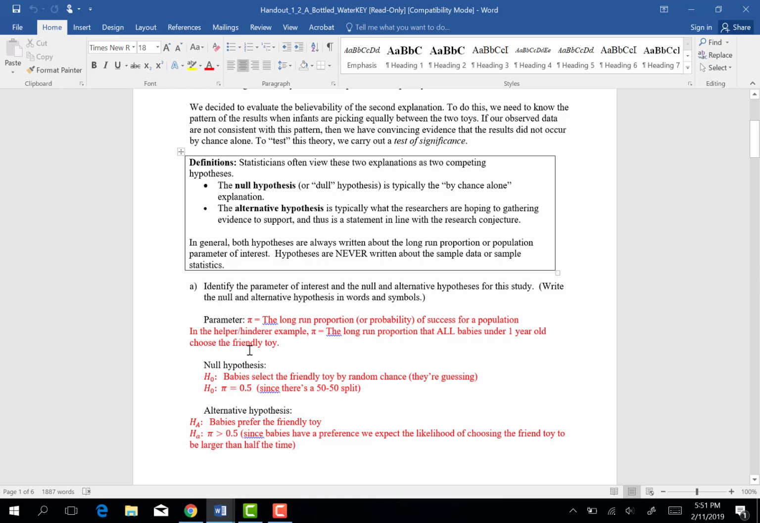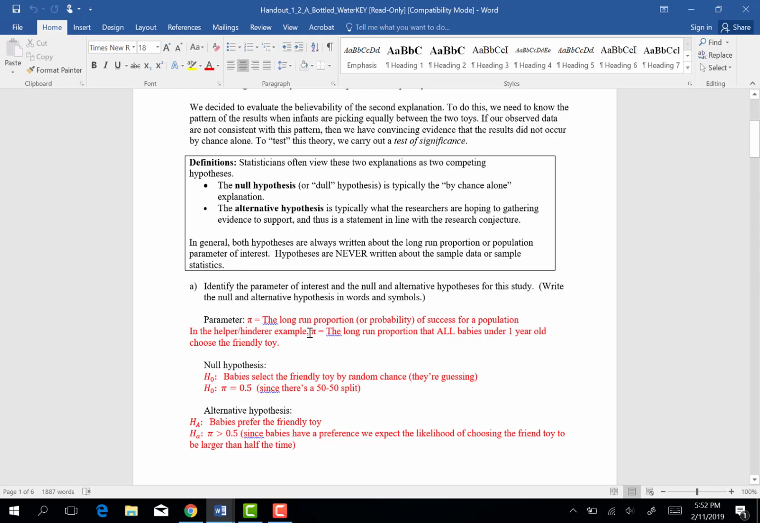If you recall in the 1.1 handout and when we watched the video in class, the babies choosing the friendly toy or the unfriendly toy, can they select? Can babies really tell between friendly behavior and unfriendly behavior? So the null hypothesis was that babies select the friendly toy by random chance. So they're just guessing. And the symbol for that is pi equals 0.5. Pi is the long run proportion of success.